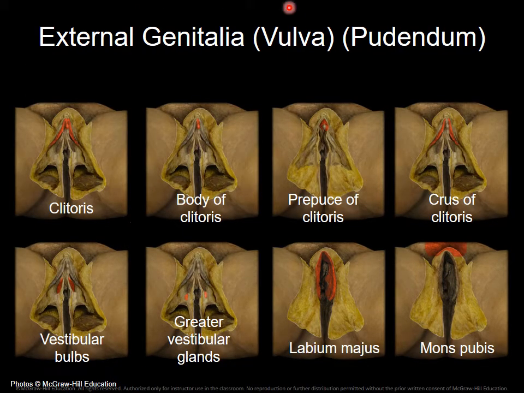As we said, the clitoris is a mass of erectile tissue that sits anteriorly, and as the labia minora come together at the anterior, they form a sheet of tissue called the prepuce that encloses the head or glans of the clitoris.